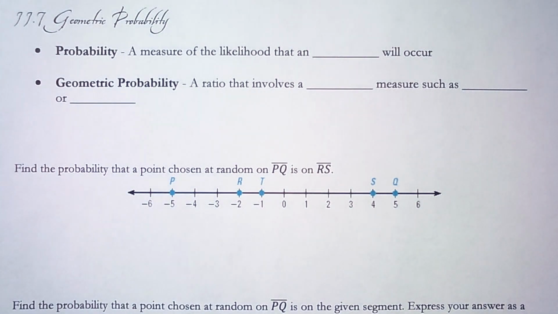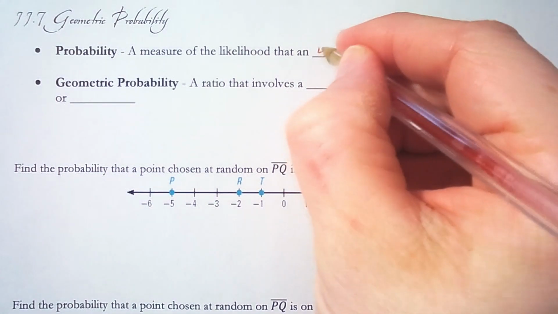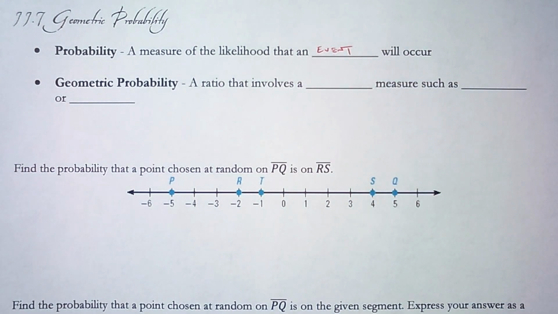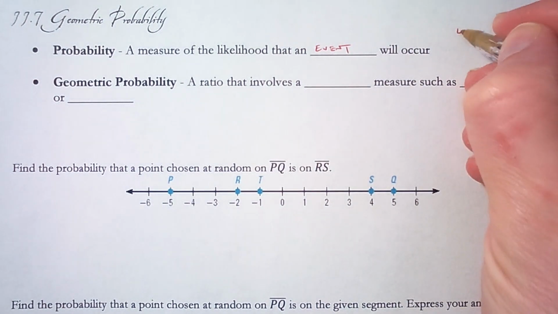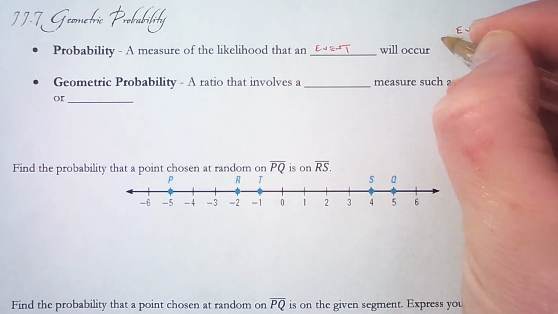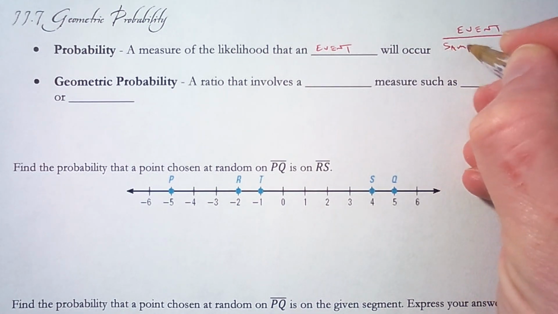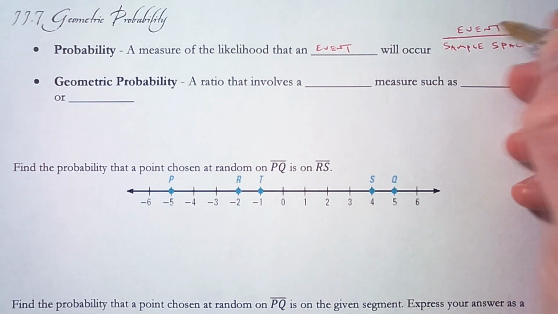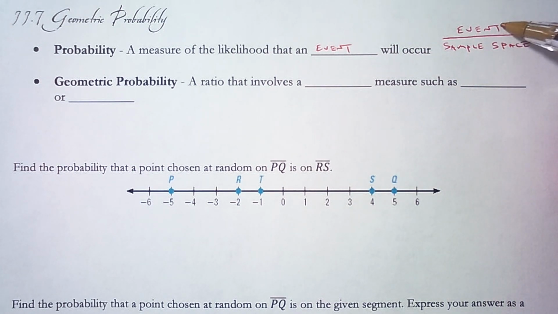Probability is the measure of likelihood that an event will occur, and it's done as a ratio of the event over the sample space. The event is what we're looking for. The sample space is all the events that could possibly happen. So it's what we want to happen over what could possibly happen.